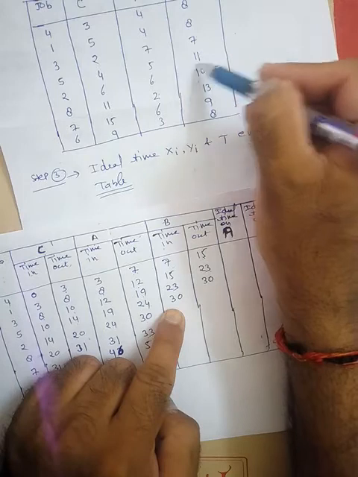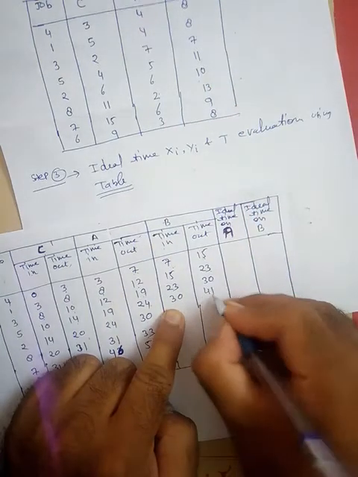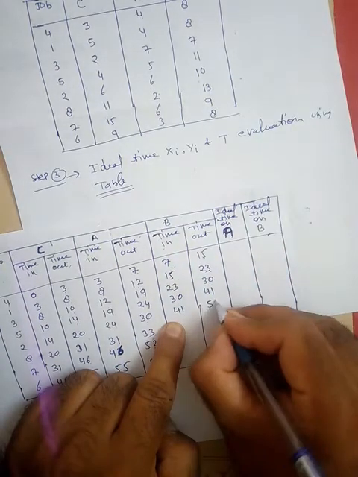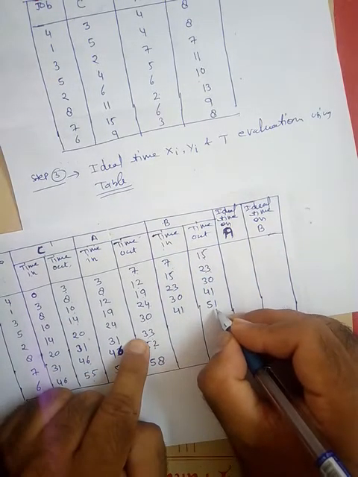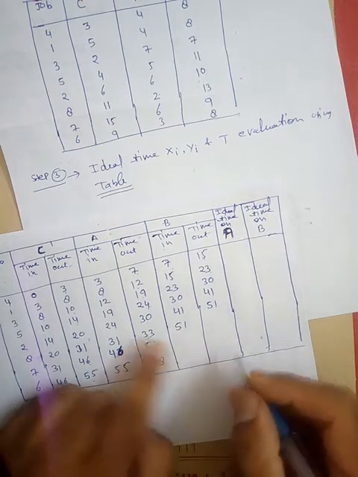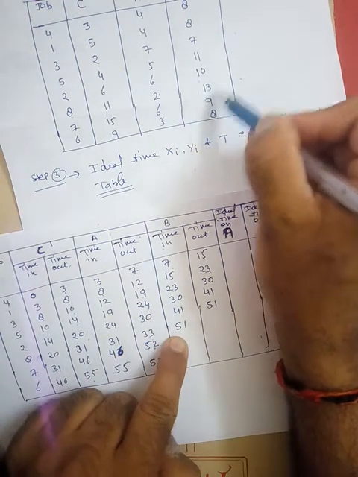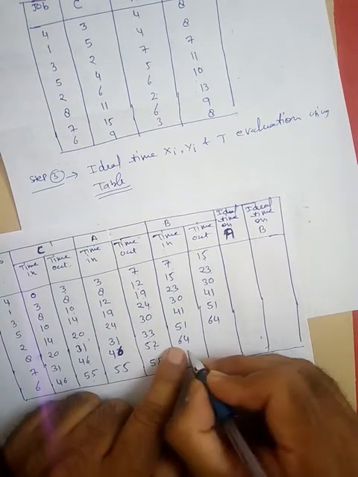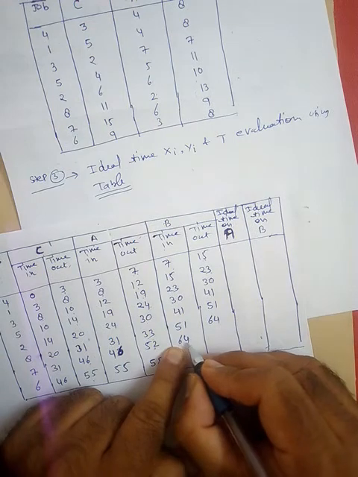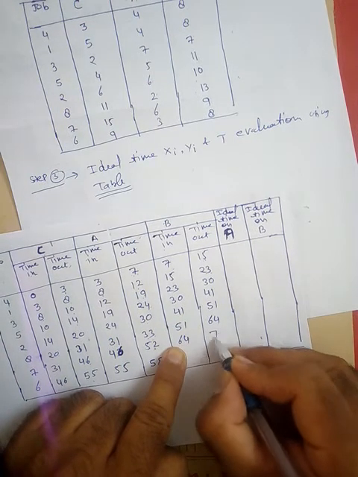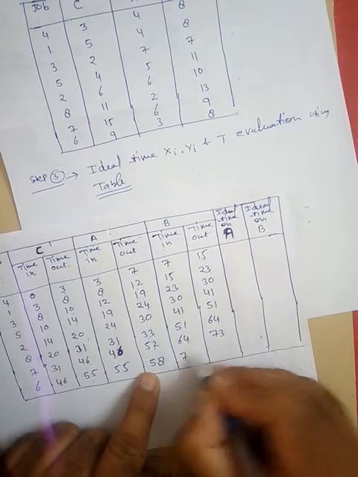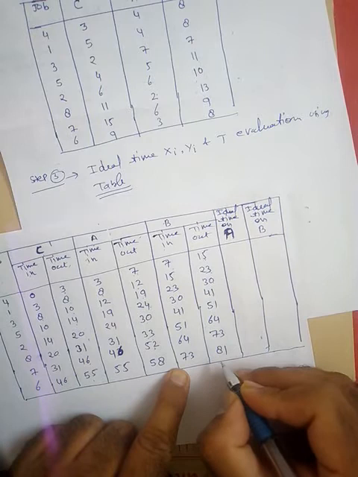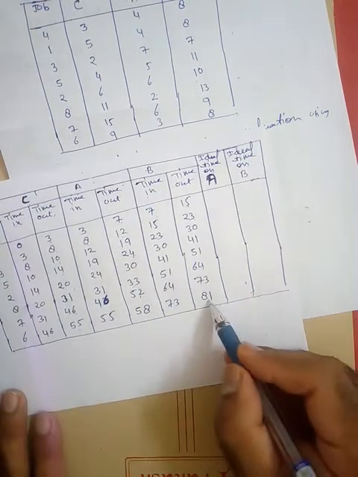And then this will take 11 hours. This will be 41. Again 41 is greater than 30, so 41. 41 plus 10 is 51. Fine. 51 is greater than 33, so it starts its functioning from 51. And then add 13 hours, so this will be 64. 64 is greater than this, so 64. And then adding 9, here will be 73. 73 is greater than 58, so 73 plus 8 is 81. So this will be a total of 81 hours.